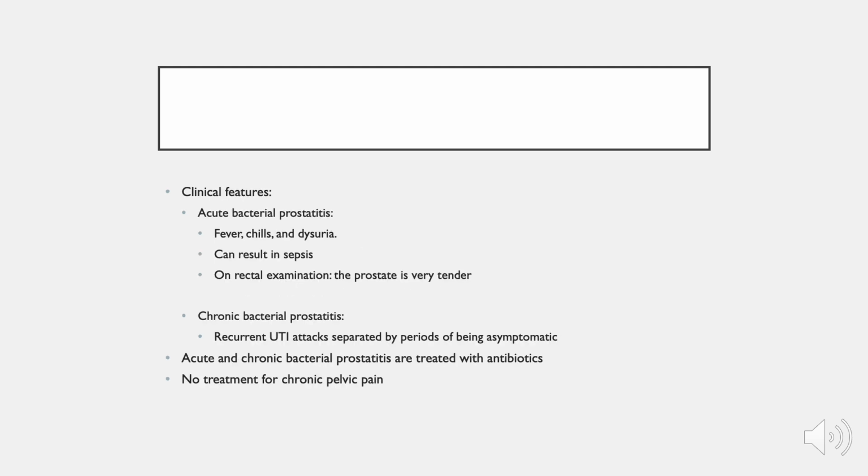Acute bacterial prostatitis presents with severe pain, fever, chills, and dysuria, which means pain upon urination. This could result in sepsis. Upon digital rectal examination, the prostate, which is very inflamed, can be very tender and painful. Chronic bacterial prostatitis, on the other hand, is less severely presenting, and a typical manifestation is recurrent UTI with periods of no symptoms.